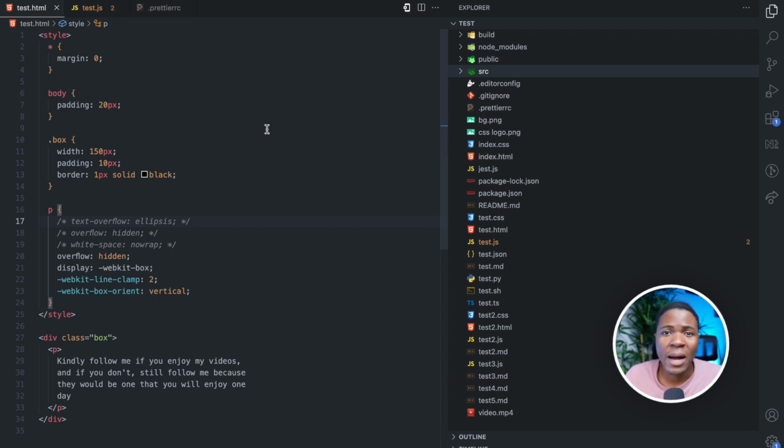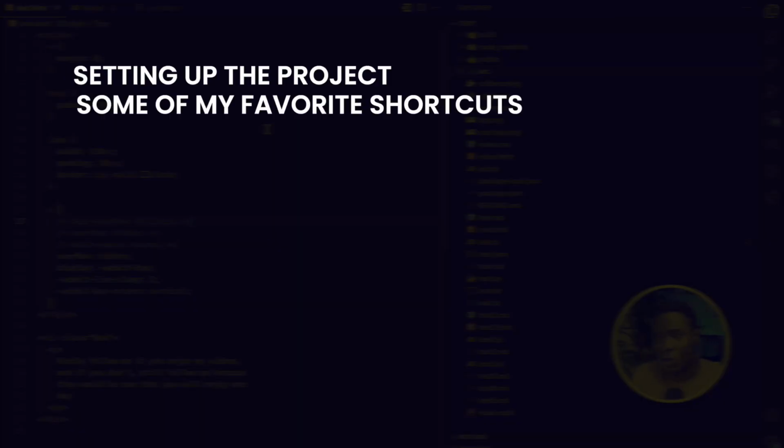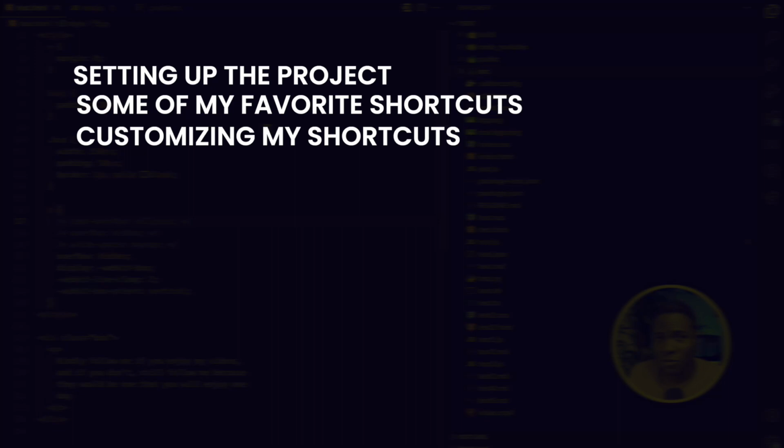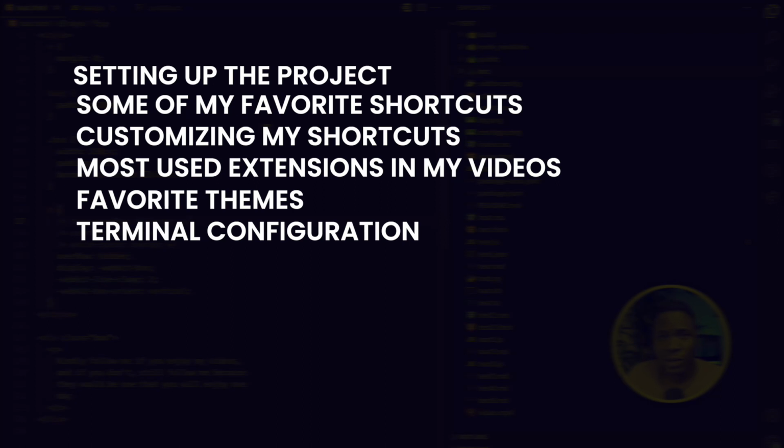So in this video I'll be showing how I set up my VS Code editor for my videos. I'll be talking about how I set up the project, some of the shortcuts that I use, how I customize some of my keyboard shortcuts, and some extensions that I use a lot, extensions that I cannot do without, especially when making videos, the themes that I have for my VS Code editor, how I configure the terminal and make it look nice and stuff. And lastly, I'll talk about a new platform I just discovered for drawing illustrations in my videos.